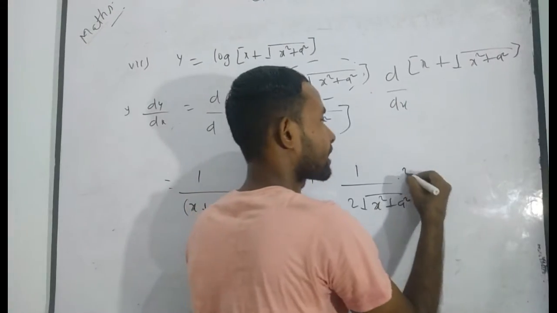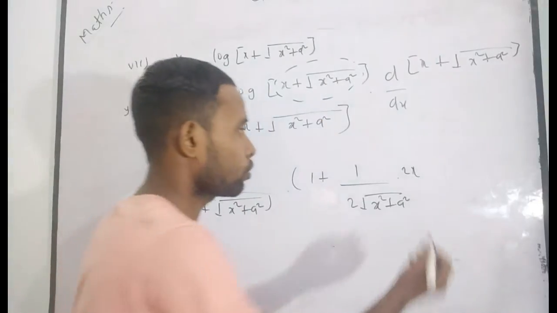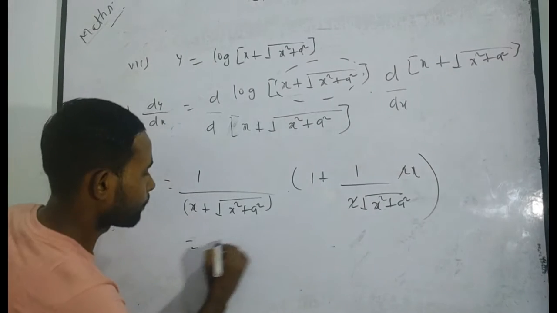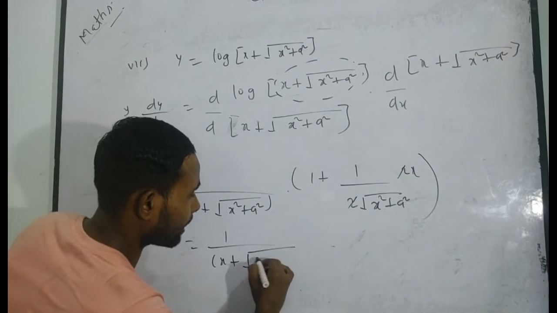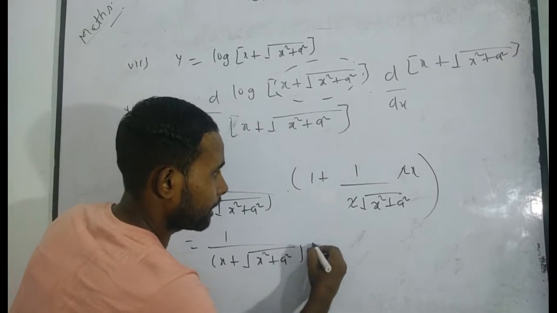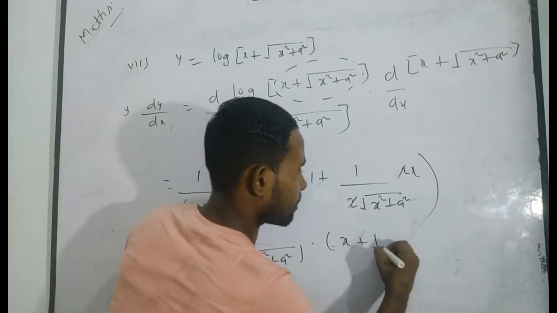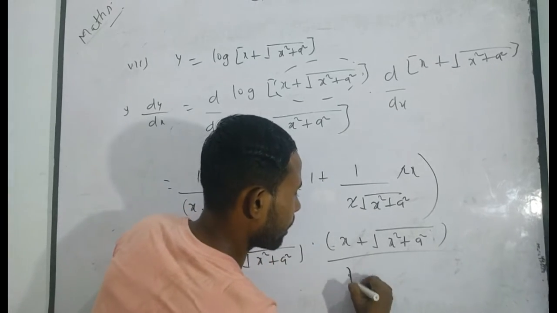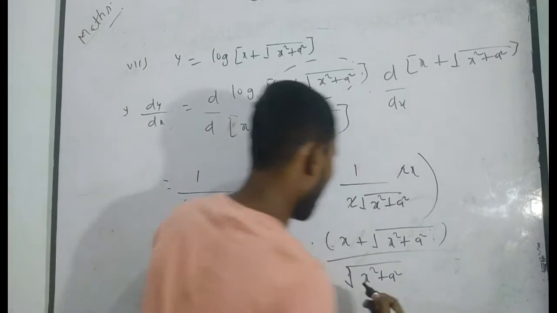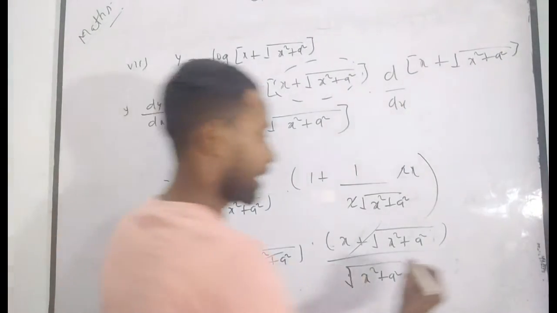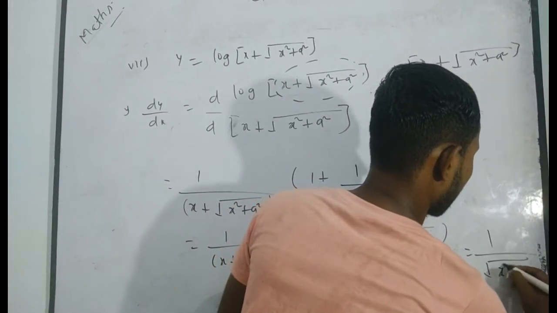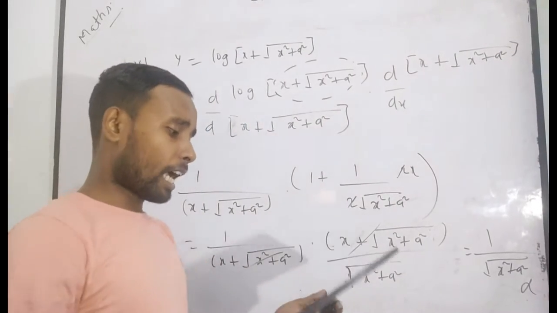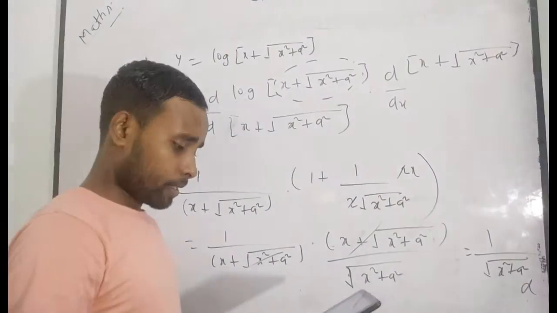In that case it becomes 2x and the derivative of a square will be 0. So you can leave it. Now the 2 cancels, and if you take the LCM it becomes simply 1 upon x plus root under x square plus a square, into x plus root under x square plus a square, divided by root under x square plus a square. Now you can tell me these both terms cancel each other. Finally you will get 1 upon root under x square plus a square, which is your required answer of this problem. Now again see the next problem.